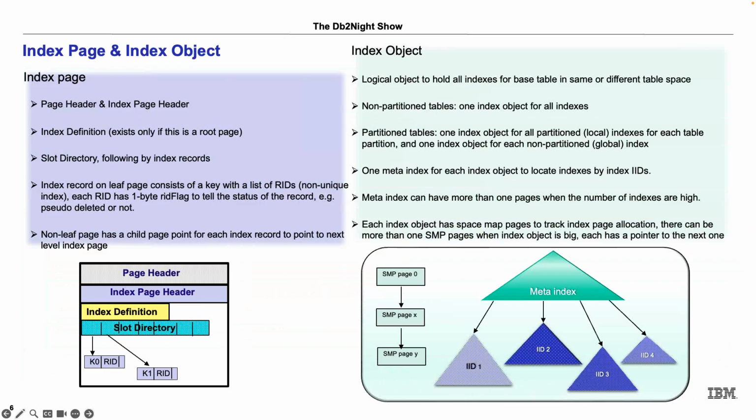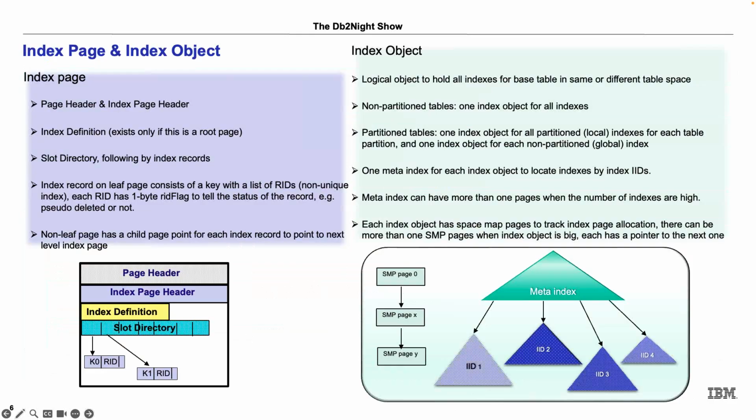So on the left is an index at page level. Each index page has a header followed by a slot directory. Each directory entry points to a record or a block. Then a leaf page contains the keys and pointers. And a non-leaf page has pointers to the child pages in the next level of the B+ tree. Okay.